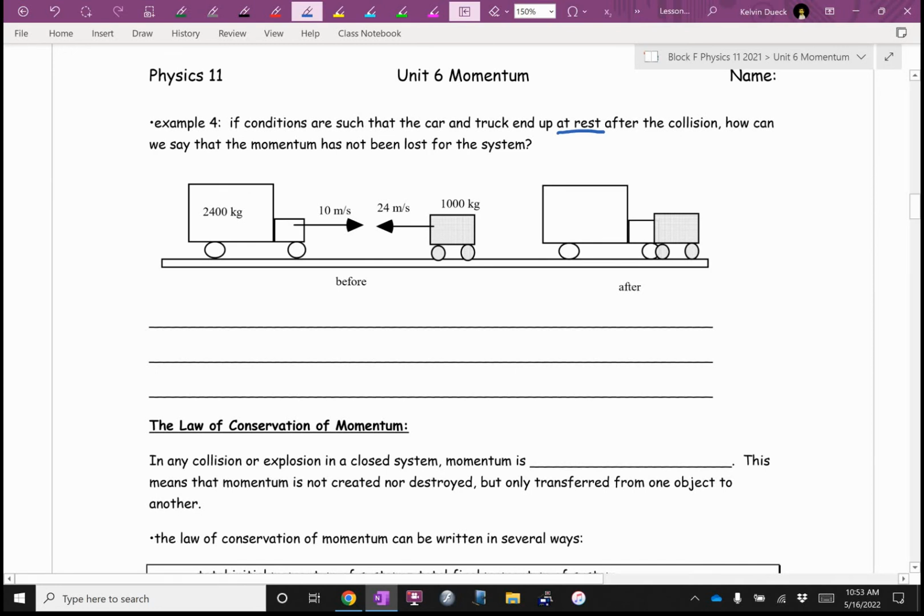Okay. Well, Mr. Dewick, if their final momentum is 0, how can you say that we didn't lose momentum during the collision? Because we ended up at 0. And you just said we don't lose momentum. It's a good question. So, Zaina, what's the final momentum? You already told me. Good. So, momentum final is 0.